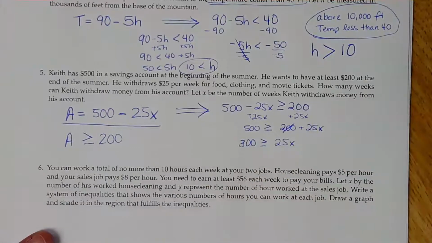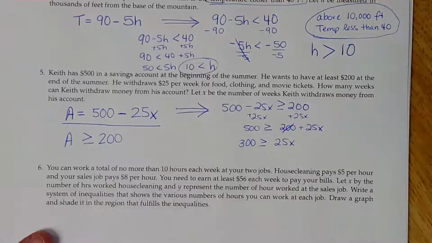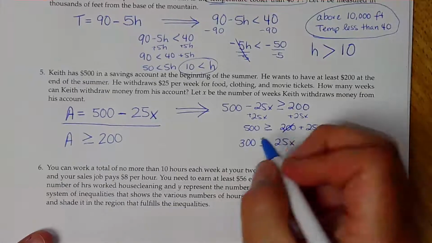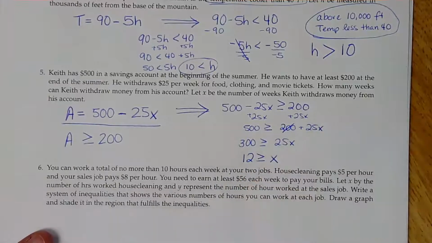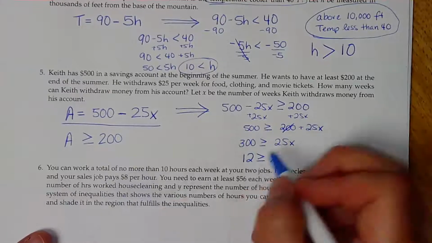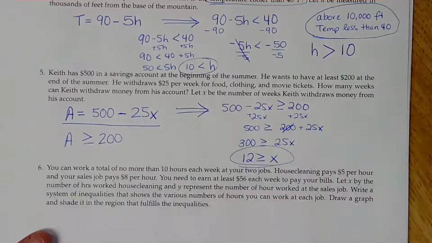And now I can divide by 25. And I don't need to flip the sign because I'm dividing by a positive number. So that gives me that x has to be less than or equal to 12. Okay, so what does that mean? And let's make sure that this makes sense to us.